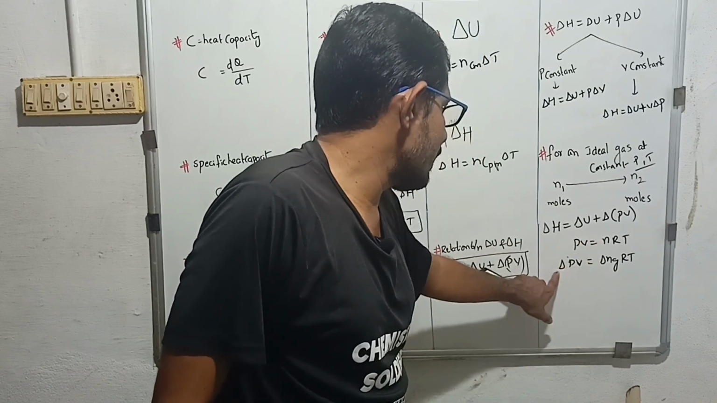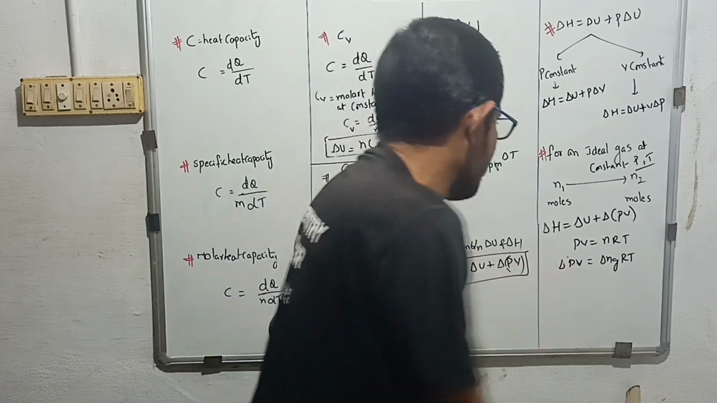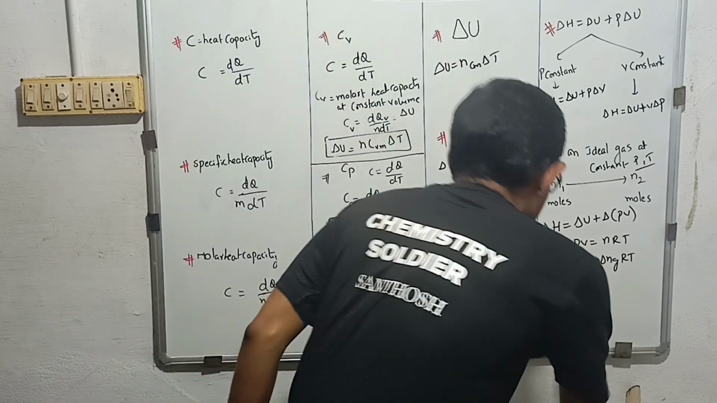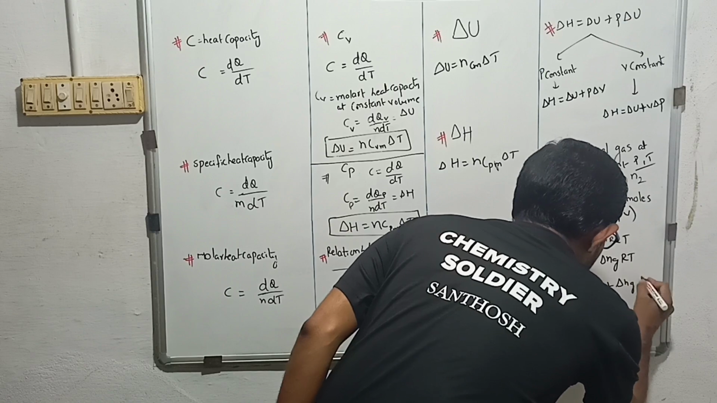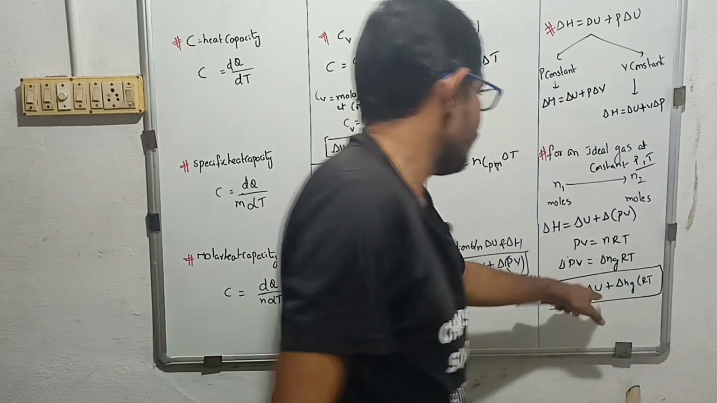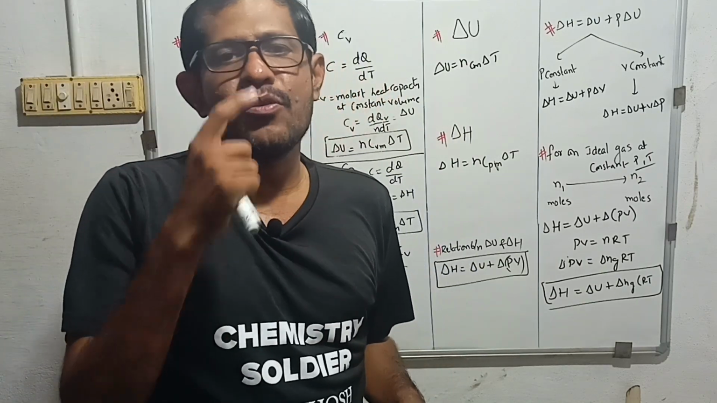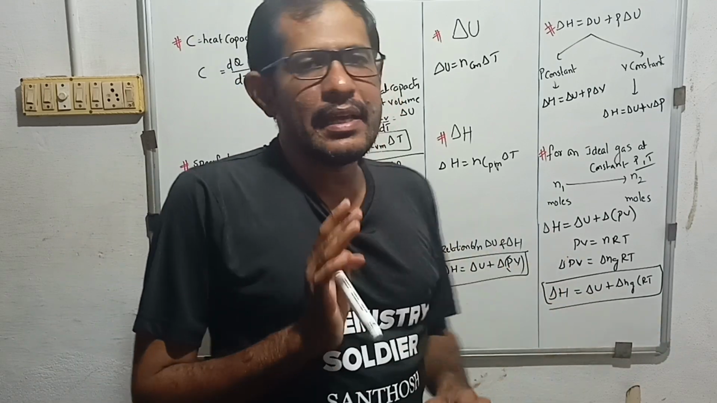So PV equal to nRT. If we write the ideal gas equation and apply delta here, delta PV equal to delta n g RT. So delta H equal to delta U plus delta n g RT. If they have given an ideal gas, we have to apply this formula. This formula is very, very important. Definitely one question will come on the relation between delta H and delta U regarding ideal gas.